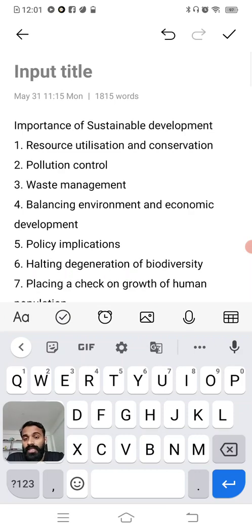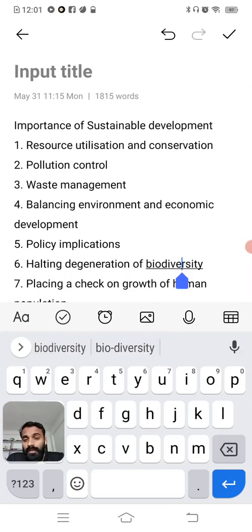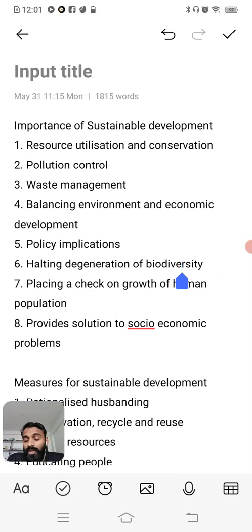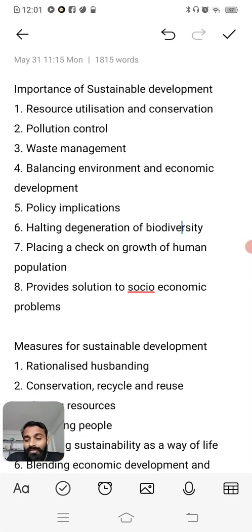Now this protecting of biodiversity is important in many aspects that will come in the later sections also. Now, placing a check on growth of human population. So by sustainable development also, the important stress is there on checking human population, because only if the human population is in control, we can control the use of the natural resource or the environment. Only then we can have a balancing between the environment and the economic development. So we have to check the growth of human population.